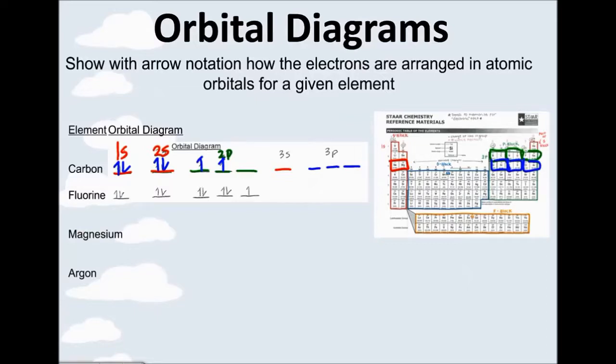Like in fluorine, it has more electrons. So I fill up my 1s2, because 2 arrows for 2 electrons, 2s2. Then we're in 2p, so 2p1, 2p2, 2p3. Now I'm going to go back and pair 2p4, 2p5. And so if I count all my electrons, 2, 4, 6, 8, 9, that should be the total electrons in my atom. So try magnesium and argon on your own, please.